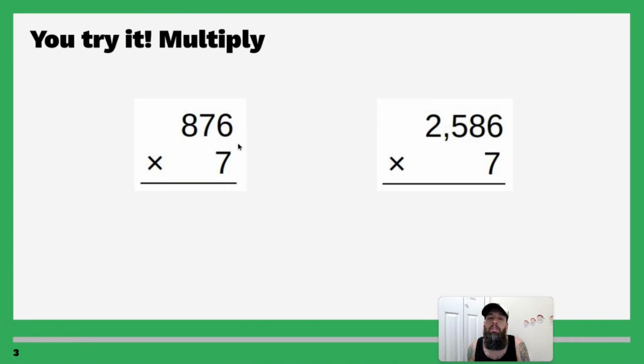Let's start out with 6 times 7. Multiply these two numbers. 6 times 7 is 42. So you write down the 2 and carry the 4. Multiply these two numbers and then add the 4. 7 times 7 is 49. 49 plus 4 is 53. So we're going to put a 3 here and a 5 here.